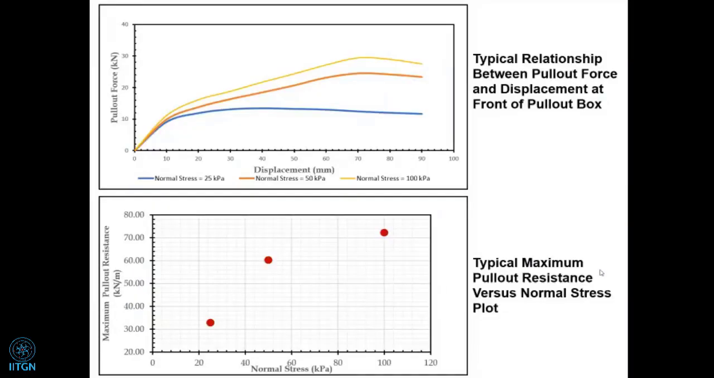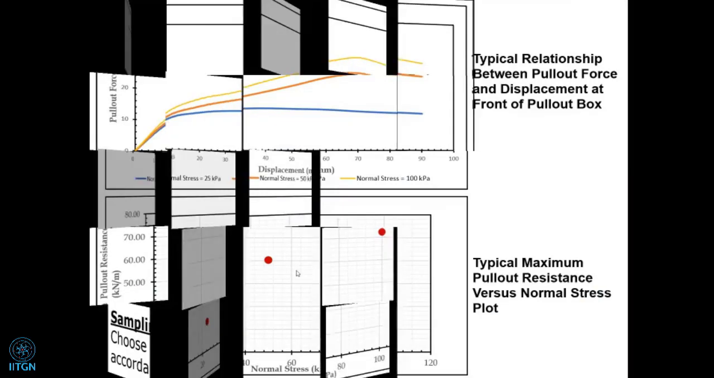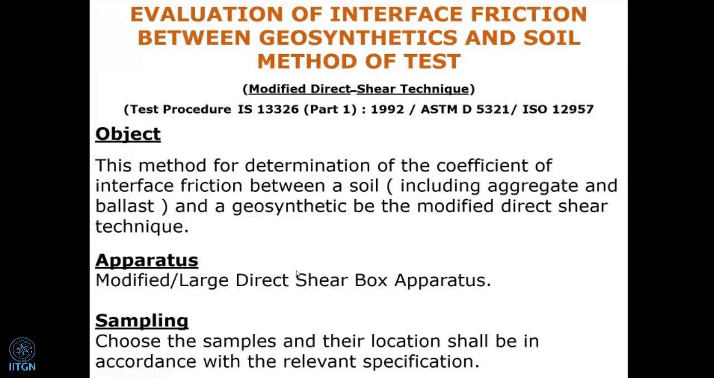These are the typical relationships we normally draw between pull-out force versus displacement, and maximum pull-out distance versus normal stresses. Now the other test we'll discuss is interface friction evolution between geosynthetics and soil by using the modified direct shear test. That is the large size modified direct shear.